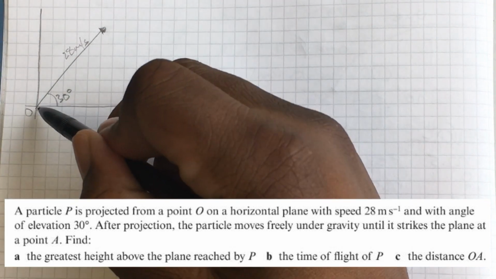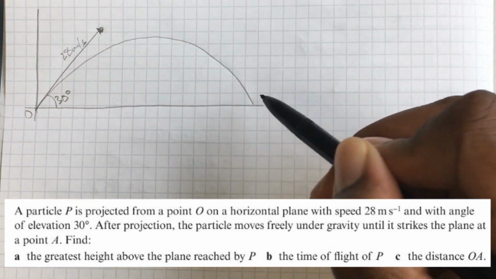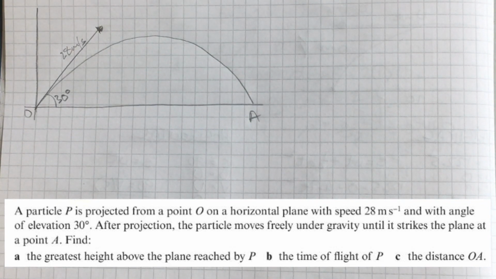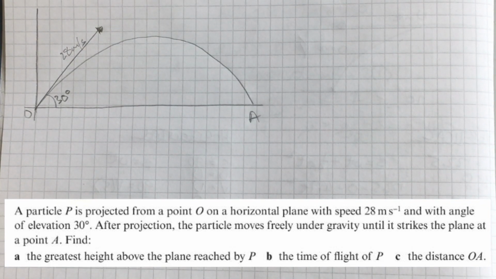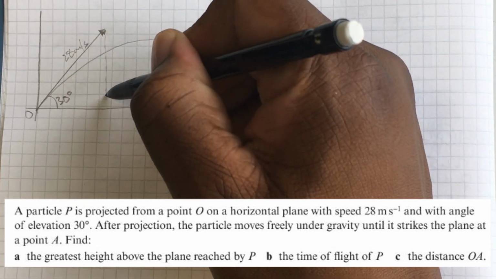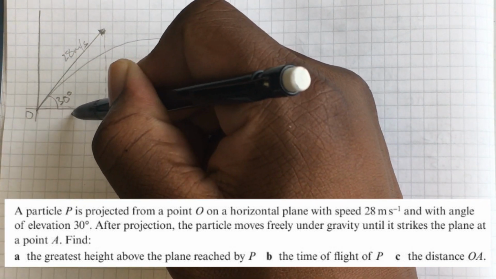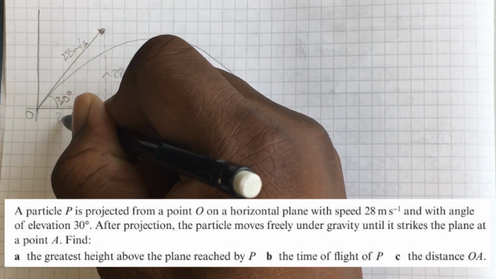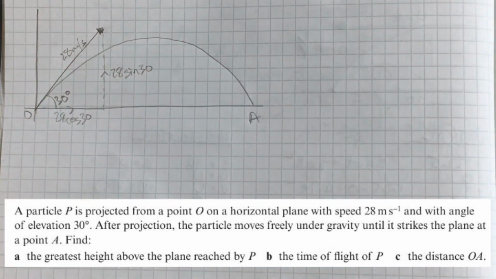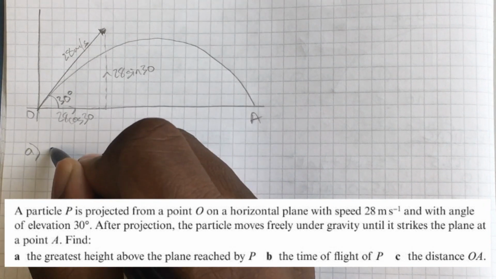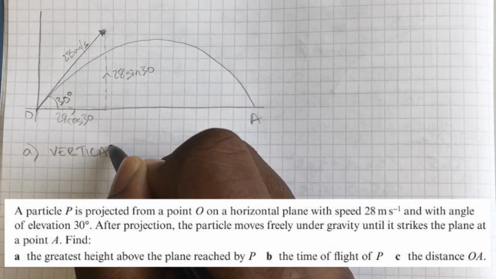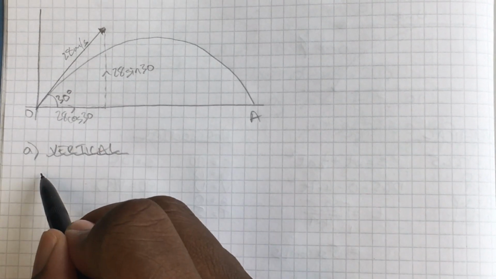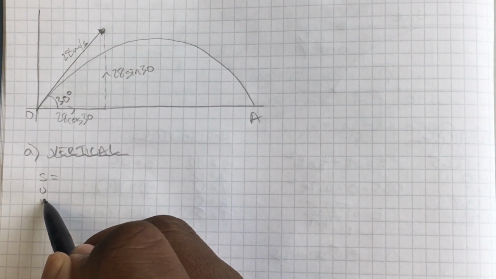This particle's been projected and I'll draw its flight path from its projection to its highest point, back down to when it hits the ground. Now the initial projection I can break into components. I can have the horizontal and the vertical, and we know how to label these components: 28 sine 30 and 28 cosine 30. And now we'll just go about thinking about this problem both vertically and horizontally.